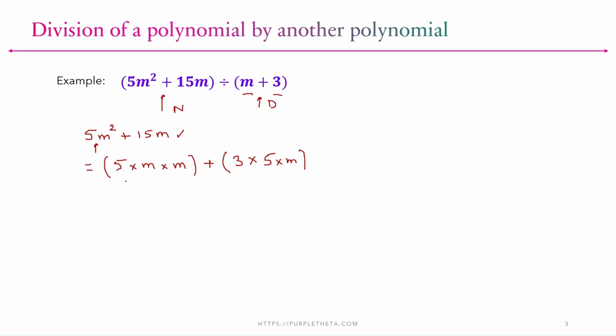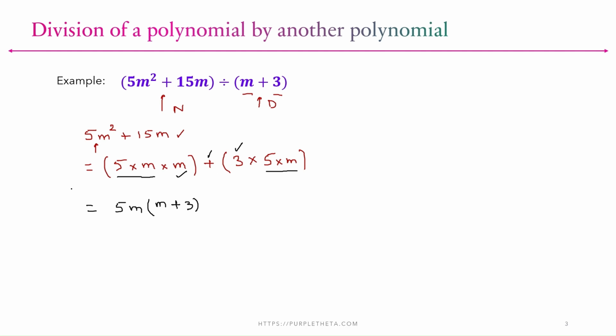Here in the first term 5 multiplied by m, that is 5m, and in the second term 5 multiplied by m is 5m. Both are common, right? So here 5m is a common factor. Taking 5m out, we will get 5m, and in a bracket from the first term we have m, then plus sign, and from the second term we have 3. I will write 3 here, close bracket.